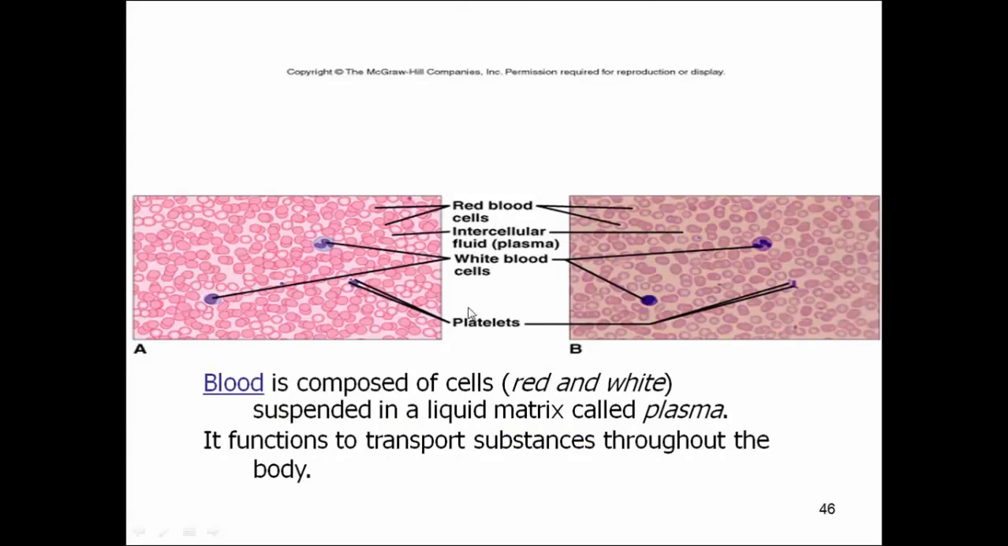Blood is also a connective tissue. The cells are red blood cells or erythrocytes, white blood cells or leukocytes, and platelets or thrombocytes. The function of blood is to transport nutrients, hormones, gases, and wastes throughout the body.